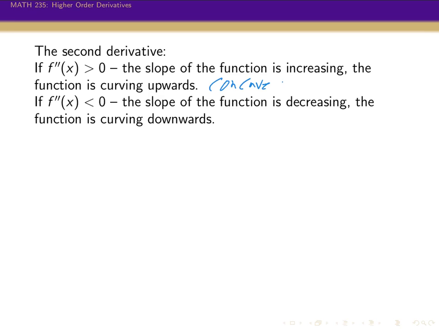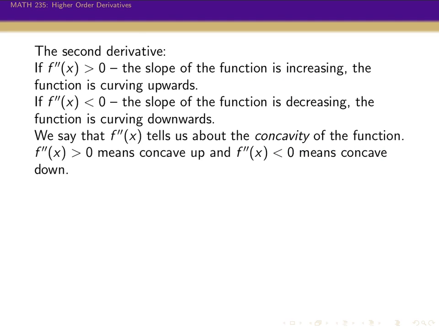concave up, for curving upwards. If the second derivative is negative, we'll say that the function is concave down. And that means that it's curving downwards. Okay, and so the second derivative, we're going to say it tells us about the concavity of the function. Positive second derivative, as we said before, means concave up. Negative second derivative means concave down.